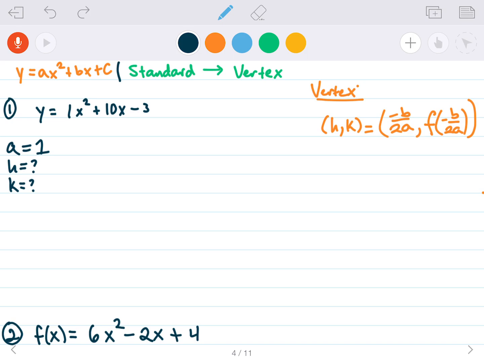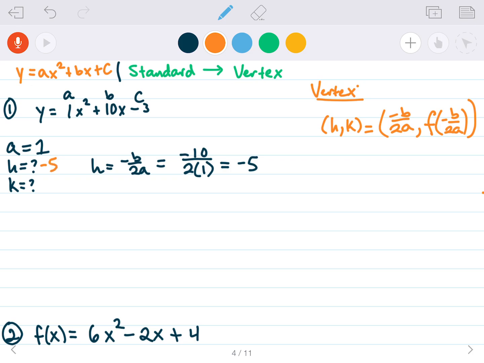All right. So my h, the formula says that h is going to be negative b over 2a. In this case, a is 1, b is 10, and c is negative 3. So negative b, we have negative 10 over 2 times a, which is 1. And then I can simplify this down to negative 5. So h is negative 5.